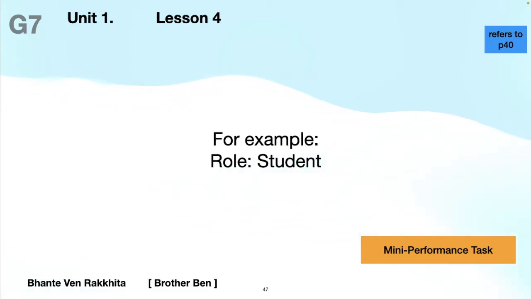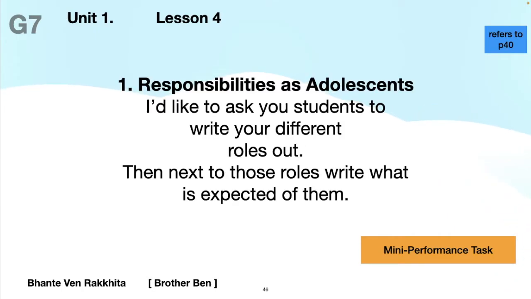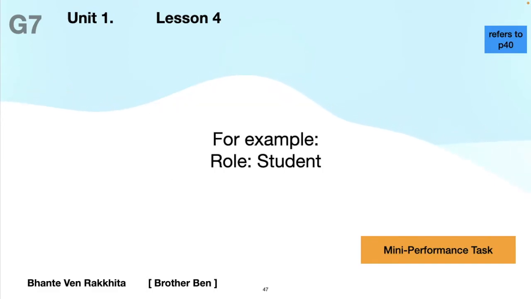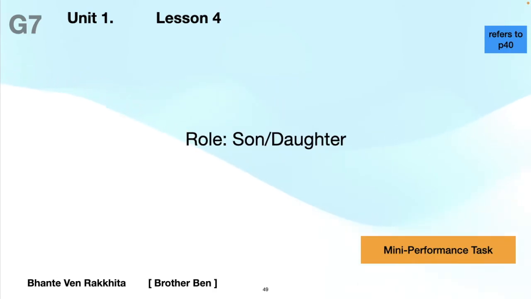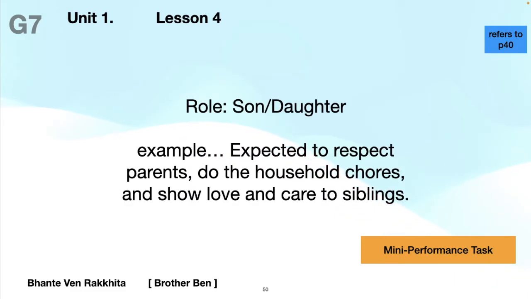For example, the role of a student. Can you think what is expected of someone who has that role? This is the example one. The student is expected to study well, follow school rules and regulations, and get good grades. Clear? And the role of a son and daughter, there are some expectations. They're expected to respect the parents, do the household chores, and show love and care to siblings.